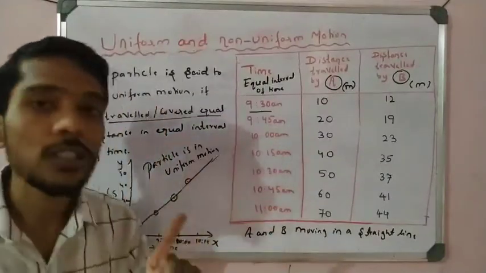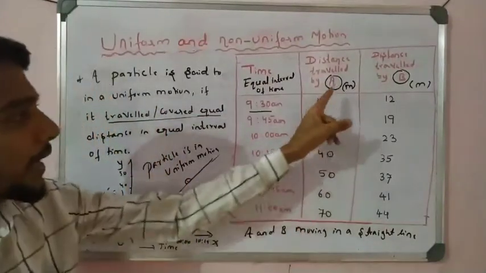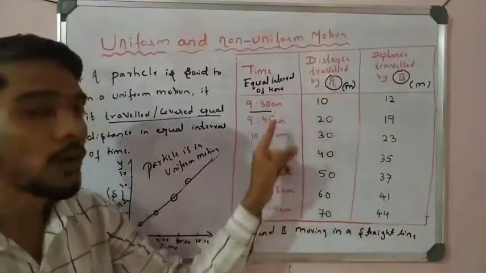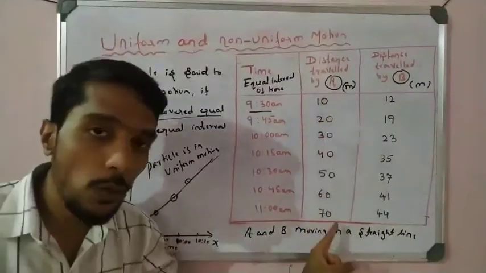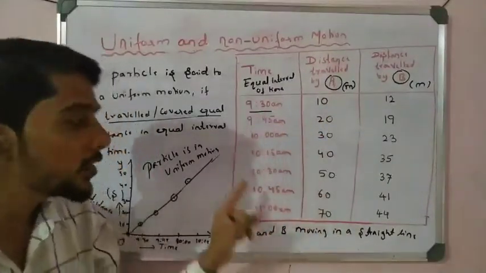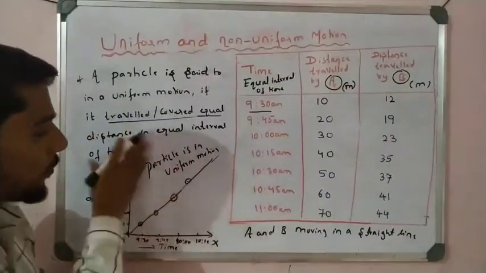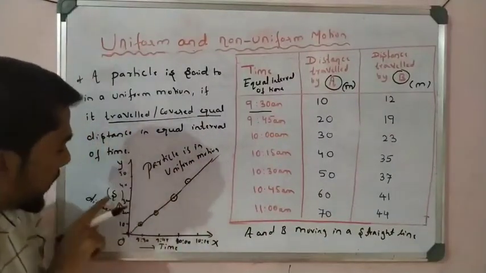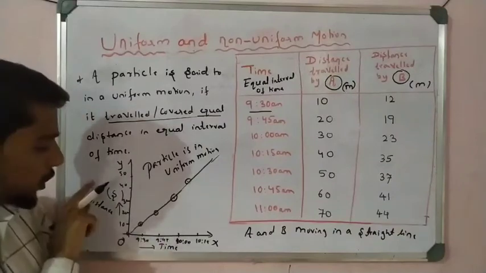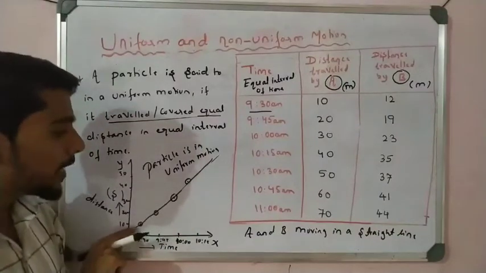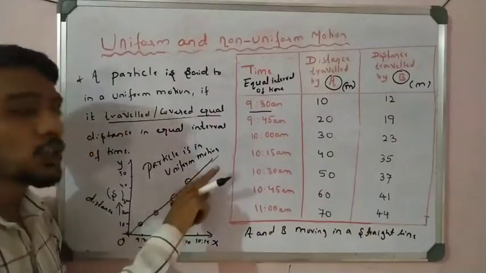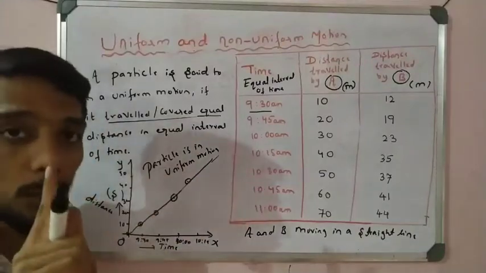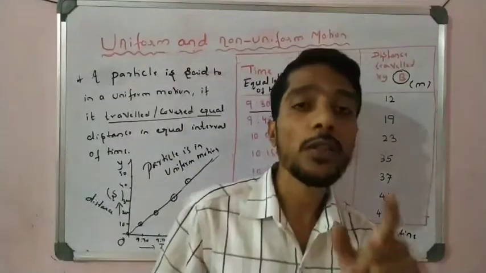This is the concept of uniform motion. Clear? The particle that covers equal distance in equal intervals of time is said to be in uniform motion, and the graph for uniform motion is the distance versus time or position versus time graph, and we get a straight line. The straight line shows that the particle is in uniform motion. Right students, this is about uniform motion.